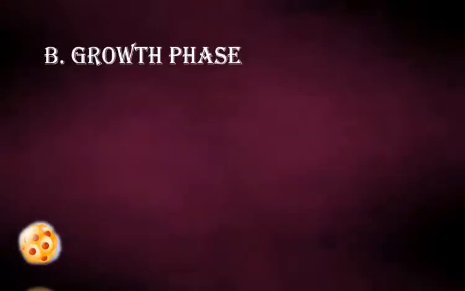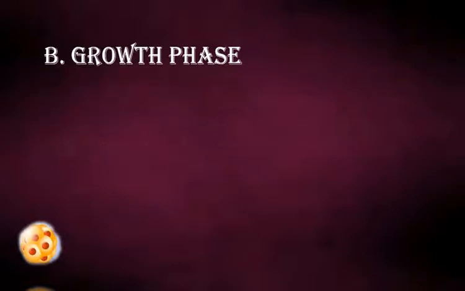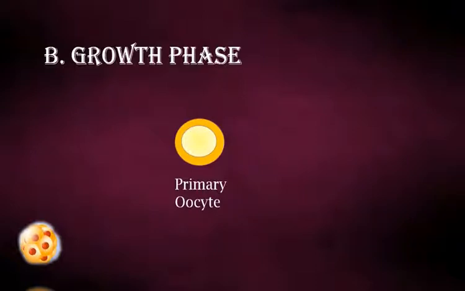Now, oogonia start meiosis 1, but the division stops at prophase 1. This stage is known as the primary oocyte. Some very important changes take place at this stage. The primary oocyte becomes surrounded by a layer of granulosa cells and is now known as the primary follicle.